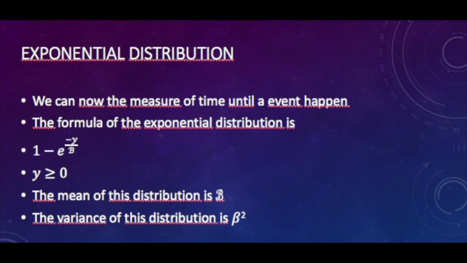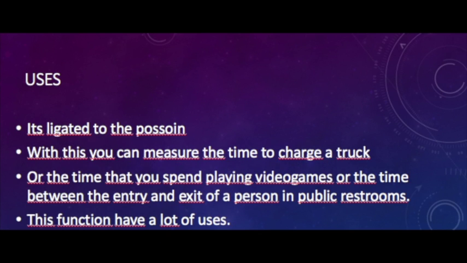The exponential distribution is a continuous distribution that describes the time until an event occurs, knowing that the event can occur at every instant until it happens. The formula of the exponential distribution is 1 minus e to the minus y over beta. Also, we know that the mean is beta and the variance of the function is beta squared. This distribution has many uses. One of these is that it's related to the Poisson.